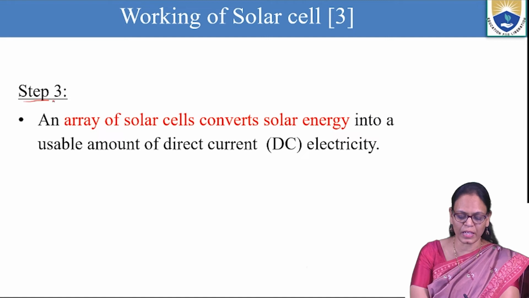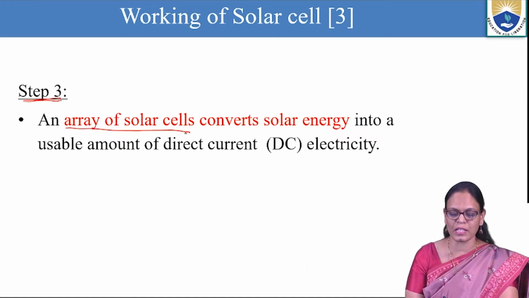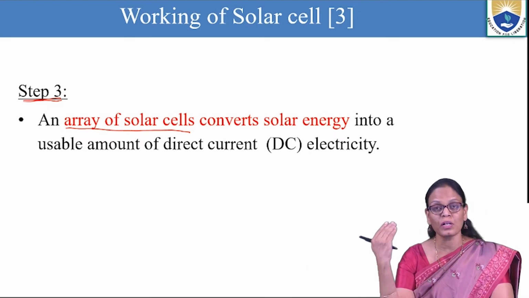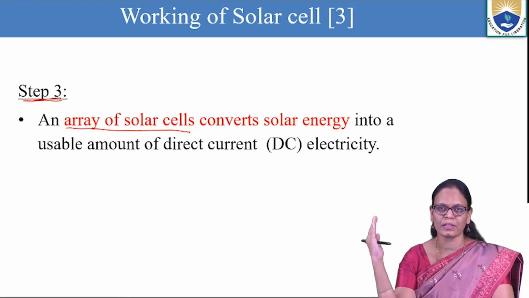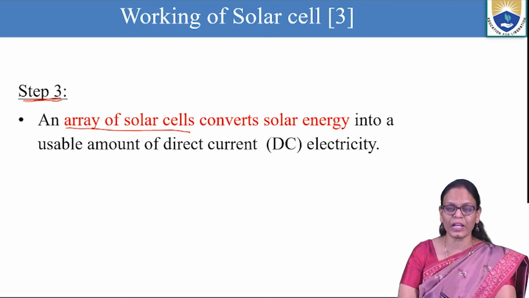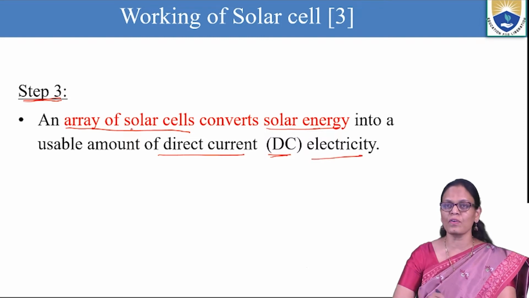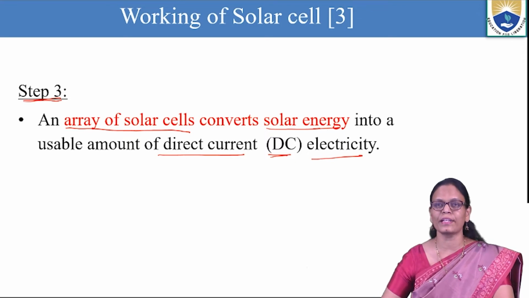Then in step 3, what we are seeing here is an array of solar cells. We will never use one single cell. We will be using many cells. Like when we talk about a battery, it is nothing but a number of cells which are placed together. The same way here, we are using an array of cells which convert the solar energy into direct current, which is in the usable form. We call it DC electricity.